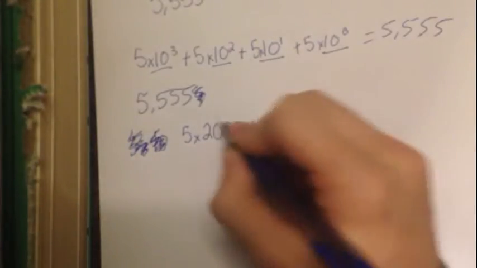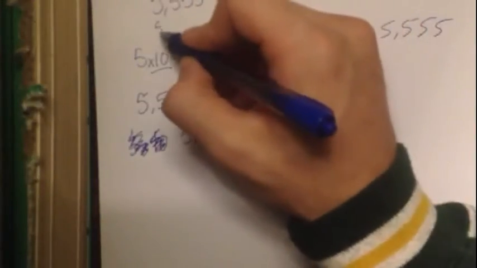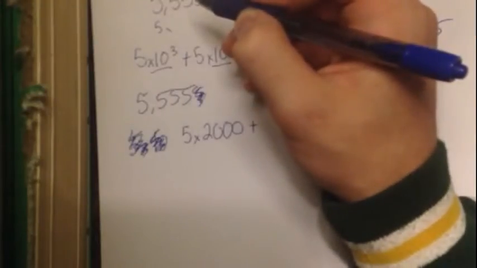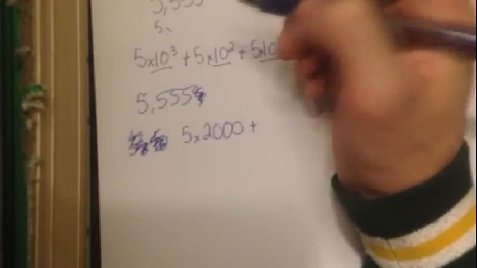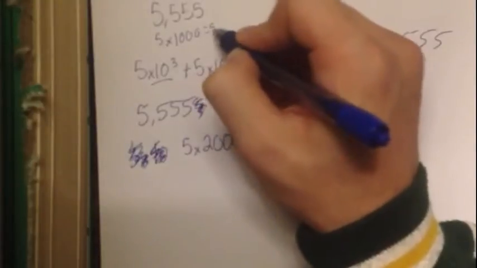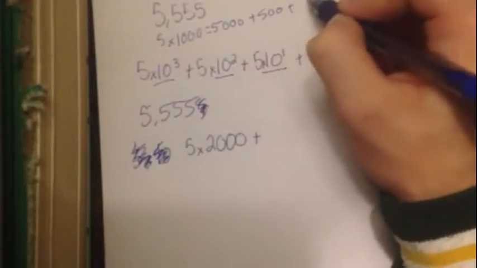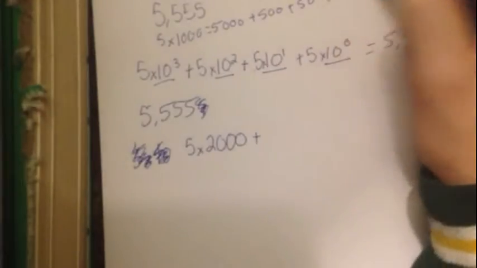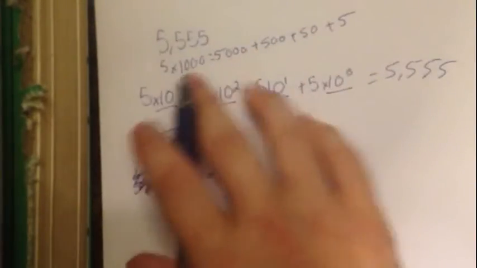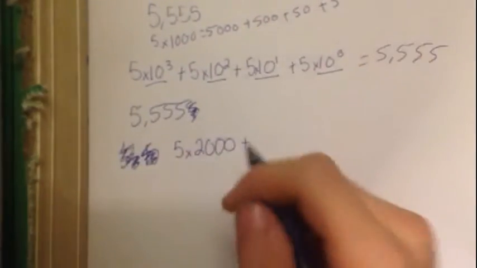Plus, because that's in the thousands place. But just like here, 5 is in the thousands place. So it's 5 times 1,000 equals 5,000. Plus 500, plus 50, plus 5. And that's how you get that number. That's what that number really represents, each place value. And that's why that 0 is so important.